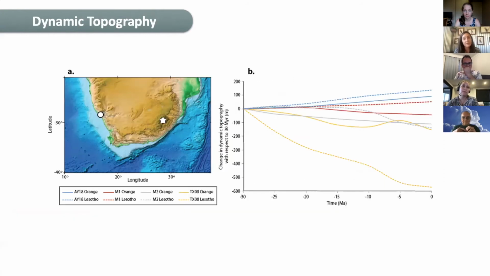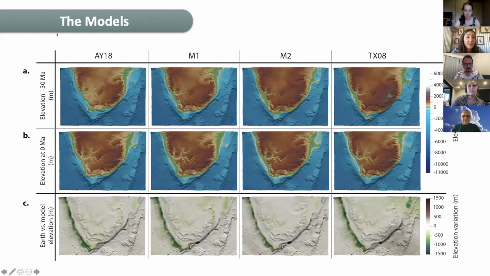So what I've done is I tested 4 different dynamic topography scenarios varying by the mantle flow calculation and the wavelength. Here you can see the changes in dynamic topography through time and the value for the 4 different models. So what I obtained are these different models. Here you have the elevation 30 million years ago and the present-day elevation, and here the difference between the Earth's topography and the model topography at 0 million years. You can see that we can easily compare this data. We don't obtain crazy things.